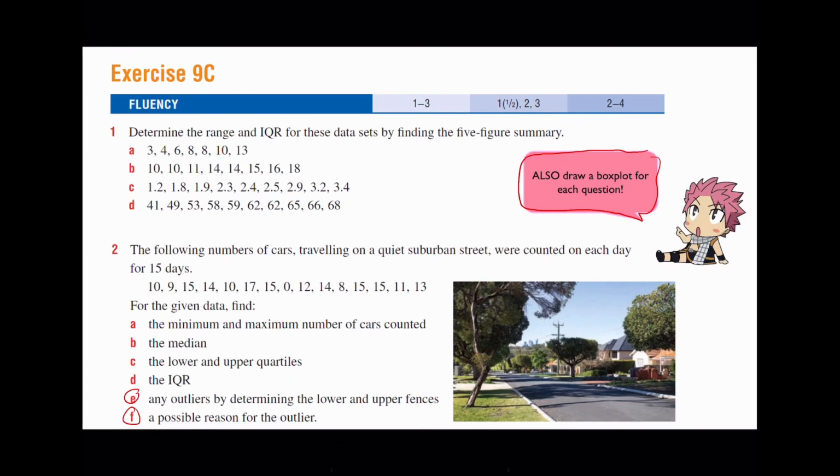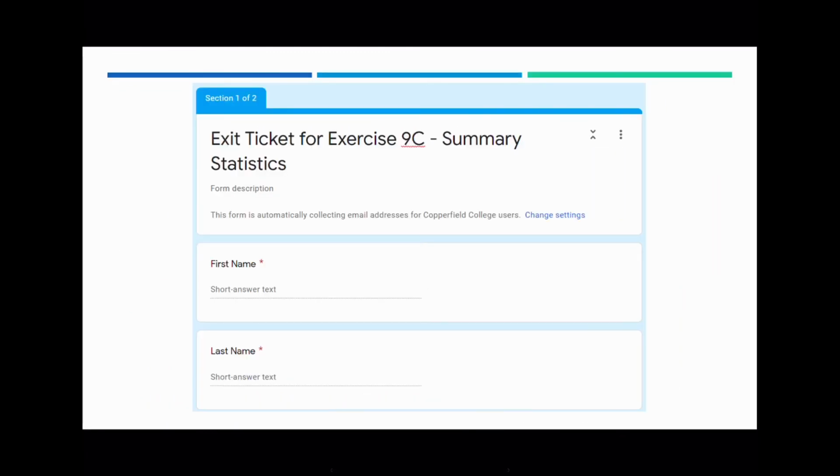So don't stress out. Once you've finished answering these two questions and the appropriate box plots, I want you to please have a shot at answering this exit ticket over here. There are only about 10 questions in total, so 10 marks. It will take you about 10 minutes or so, not too long.